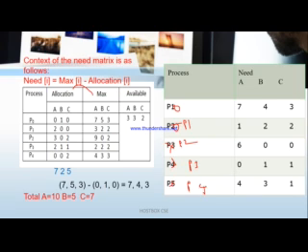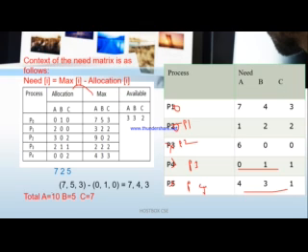For P0, A is 7 minus 0 equals 7, B is 5 minus 1 equals 4, and C is 3 minus 0 equals 3. Similarly for P1, 3 minus 2 is 1, 2 minus 0 is 2, and 2 minus 0 is 2. For P2, 9 minus 3 is 6, 0 minus 0 is 0, and 2 minus 2 is 0. Subsequently for P3 we get 0 1 1, and for P4 we get 4 3 1. This is how we calculate the need: need is equal to maximum minus allocation.